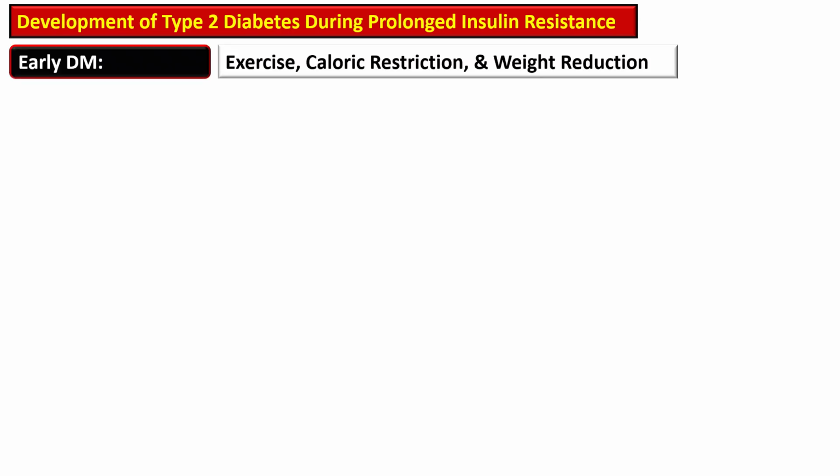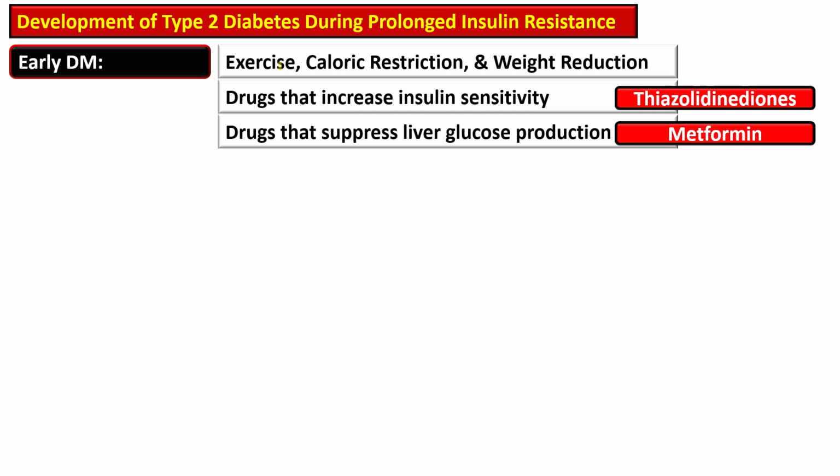In the early stages of type 2 diabetes, treatment often focuses on lifestyle modification rather than insulin therapy. Key approaches include exercise that improves insulin sensitivity, promotes glucose uptake in the muscle, and helps reduce blood glucose level. Another measure is caloric restriction and weight reduction. So reducing body fat, especially visceral fat, significantly improves insulin sensitivity and may even reverse early type 2 diabetes.